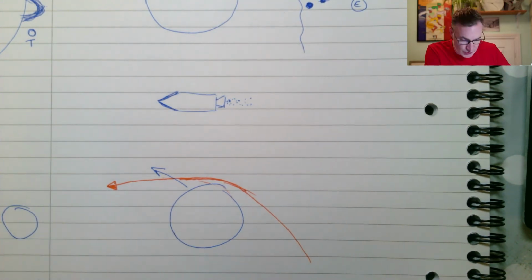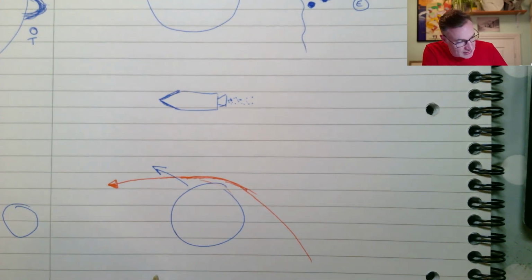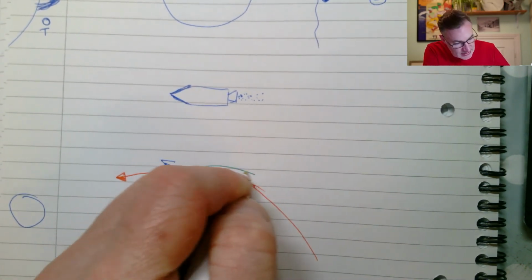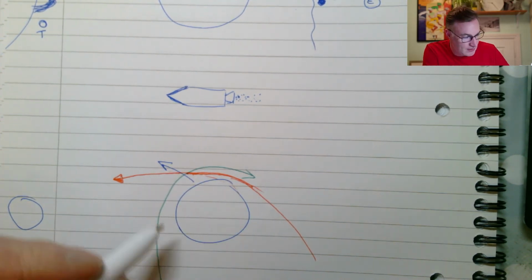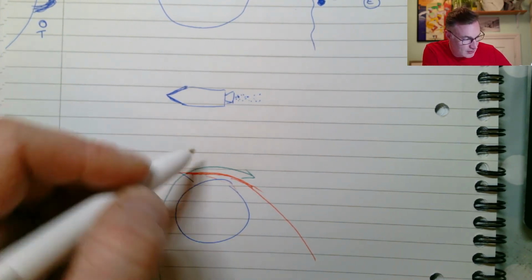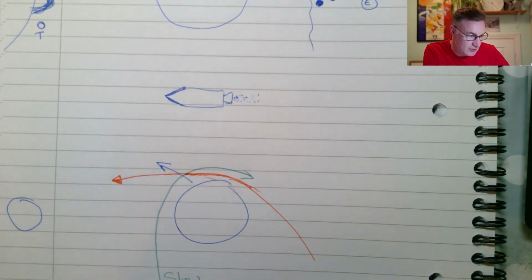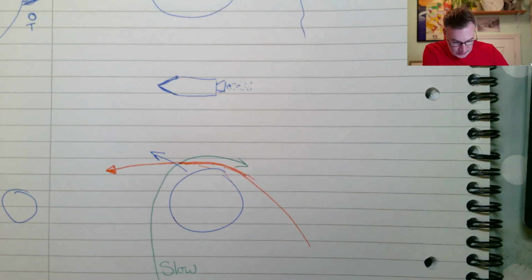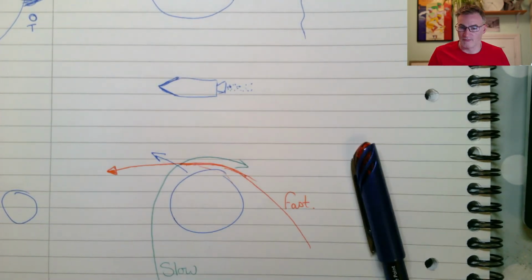You can also slow your rocket down in much the same way. If you come around this way, then you can go against the motion of the planet and you'll get slowed down. So get slow or get fast. Okay. Now, I think that's pretty much it.